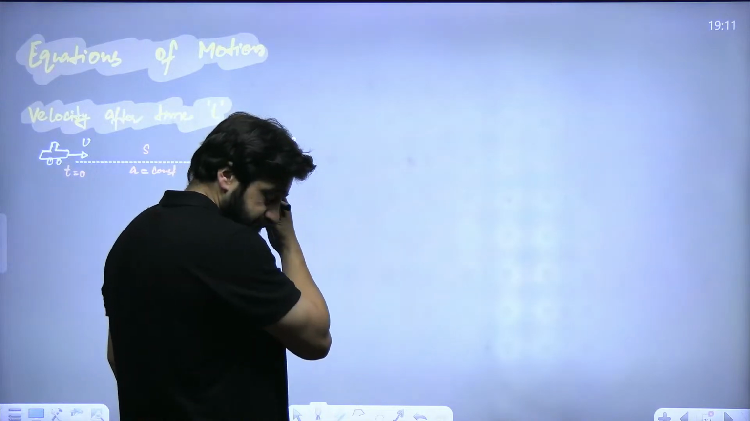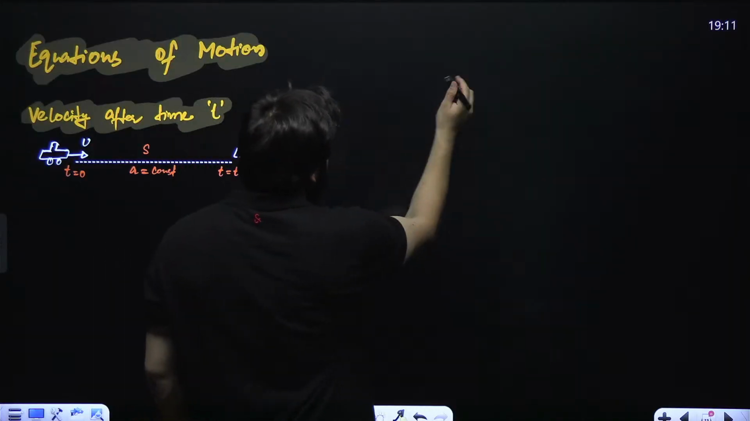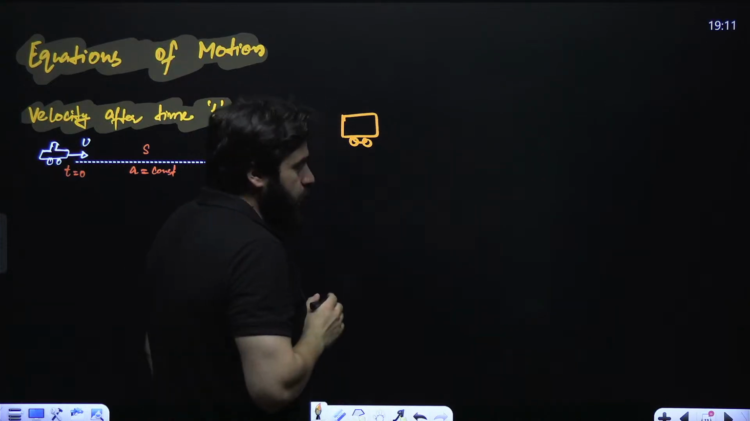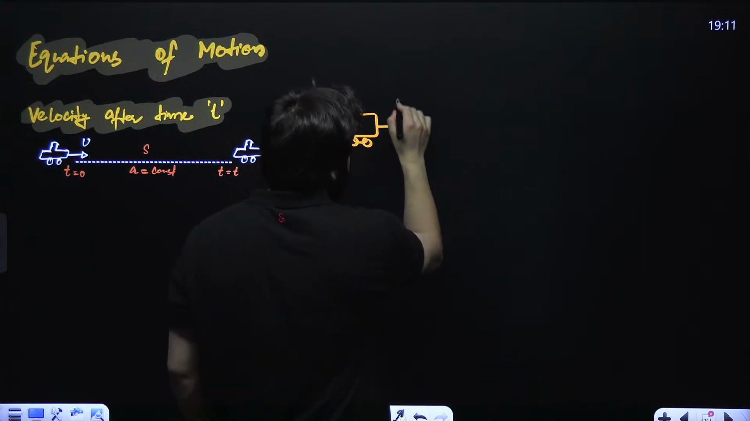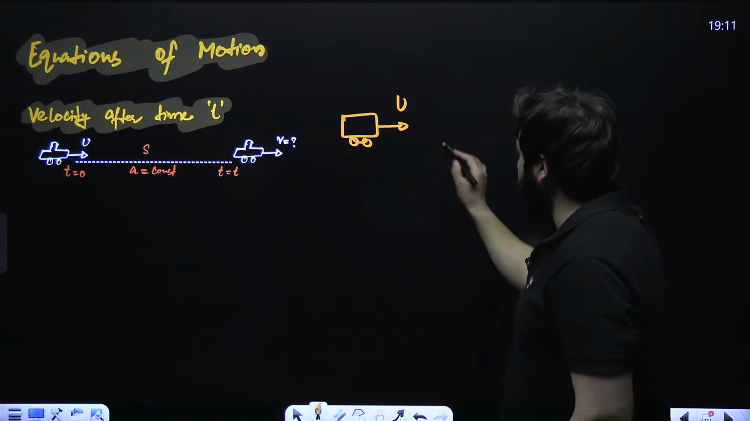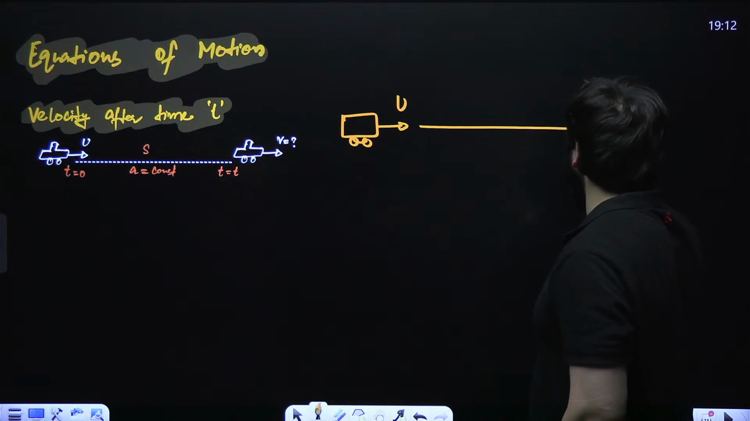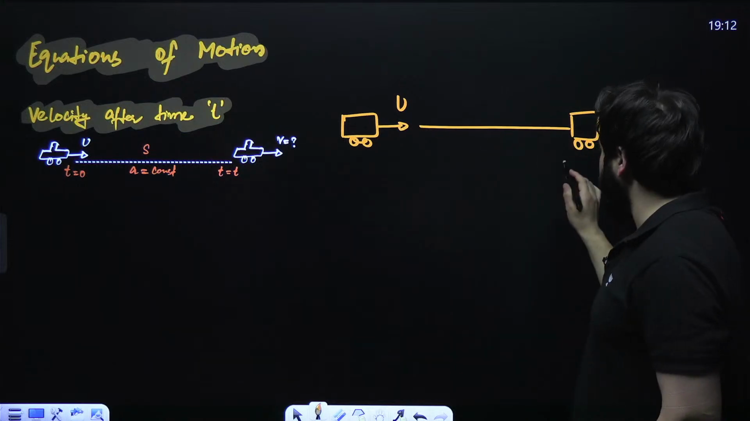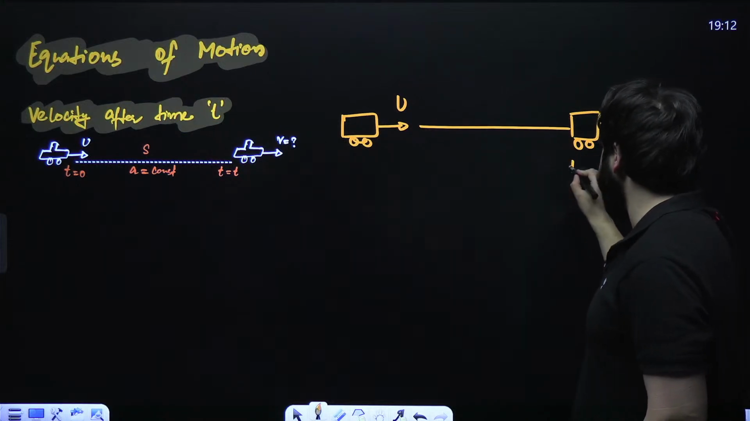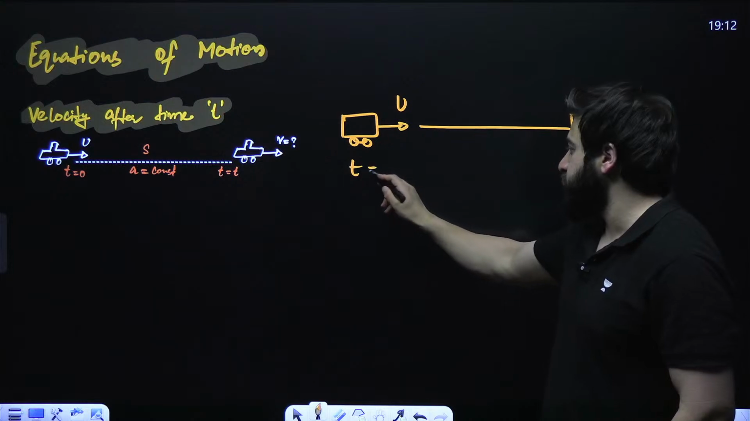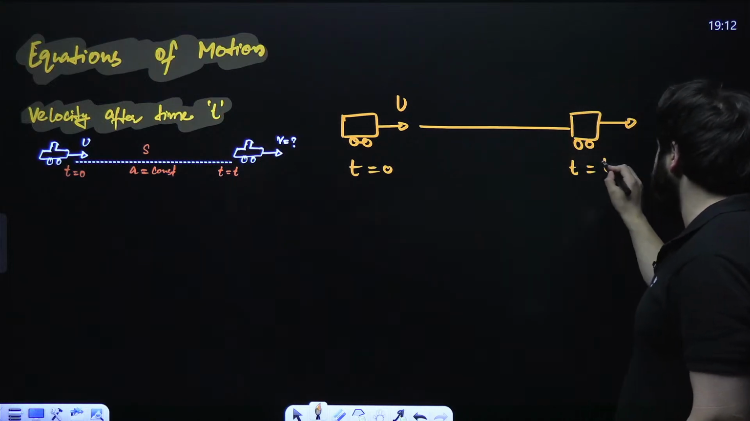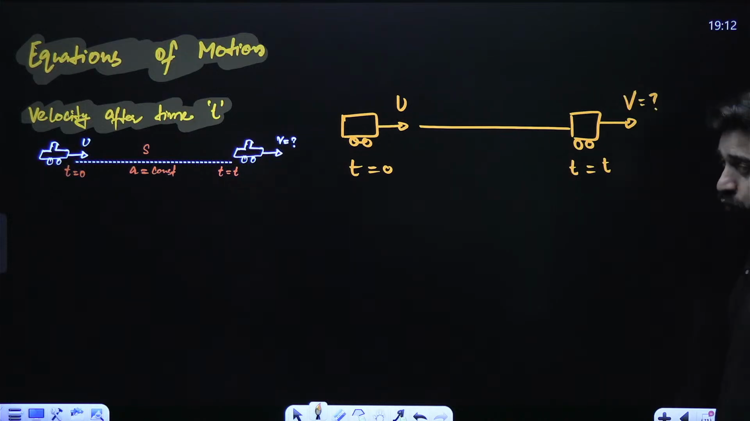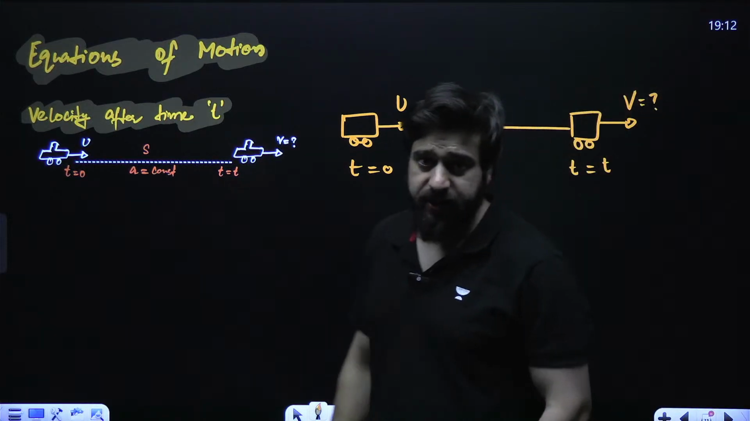Guys, see, I told you, let's suppose a car is starting from this particular position. Initially, it has the velocity U. After some time, the car reaches this particular position, taking time from 0 to t seconds. Here time t is equal to 0 and here time t is equal to t. What is the velocity of the car finally? That is what we were supposed to discuss.